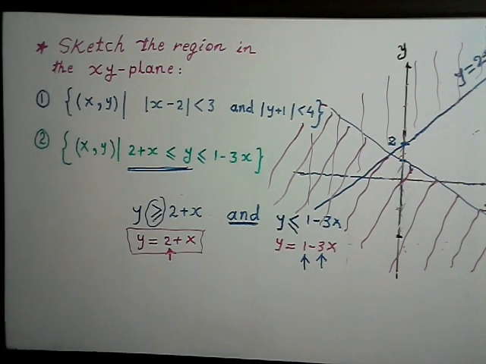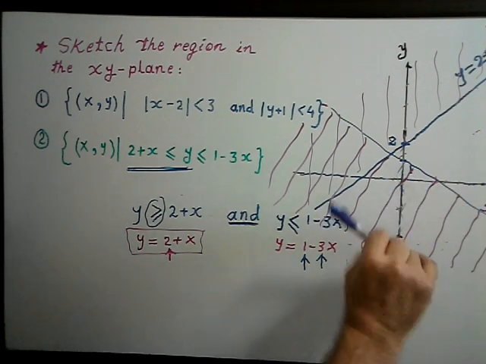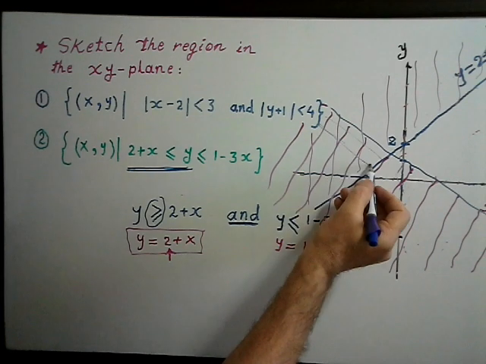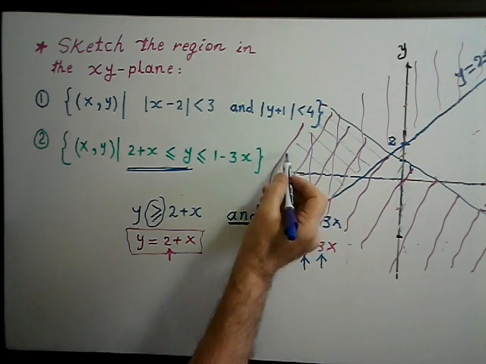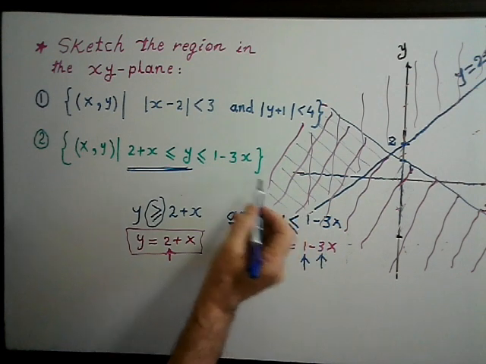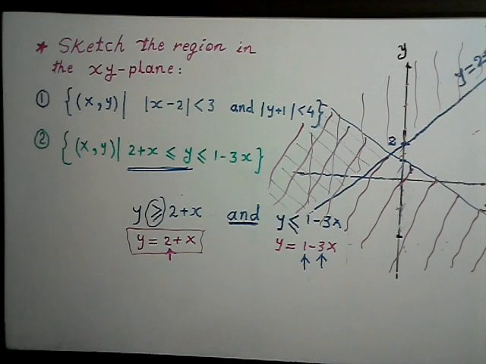Now from this we can get the solution, which is the intersection of the two shaded areas. This shaded area and this shaded area. The intersection, as you see, is this one, which is like a mesh between the two areas. This is the sketch for the solution of the second one.